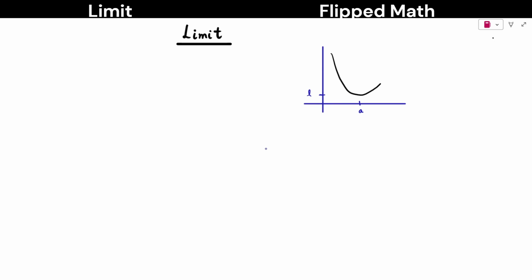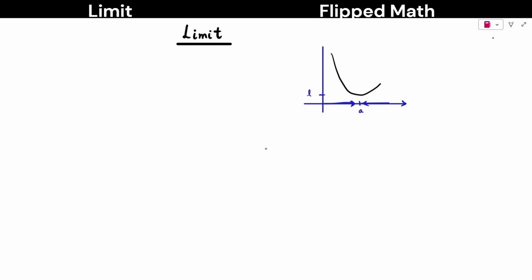Suppose we are moving in the x-axis this direction. We will say coming from the left side. I am coming toward A from the left side. It is also possible I am coming from the right side toward this number A. If on coming from the left and coming from the right we approach the same number, that point is the limit.